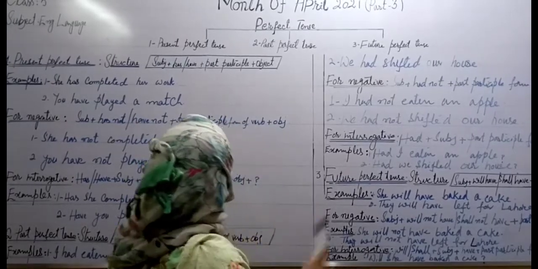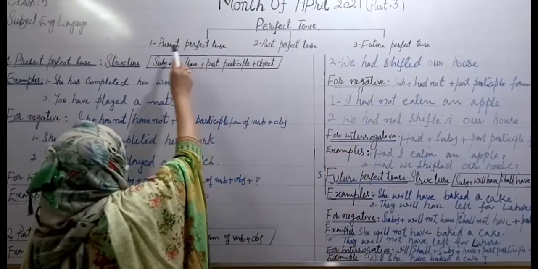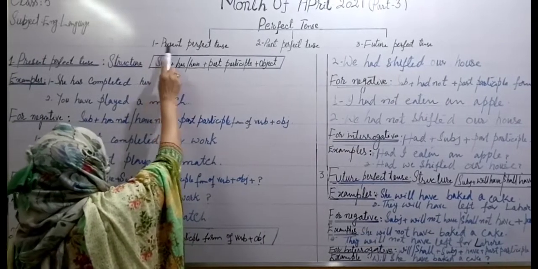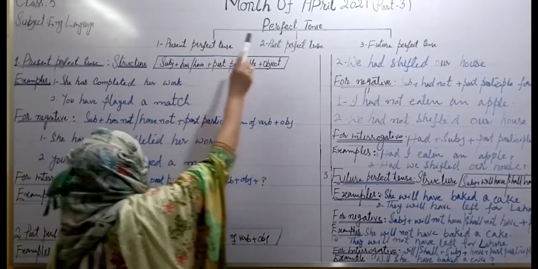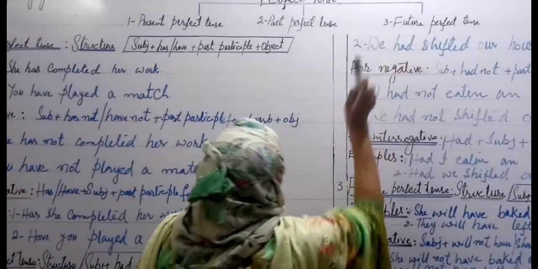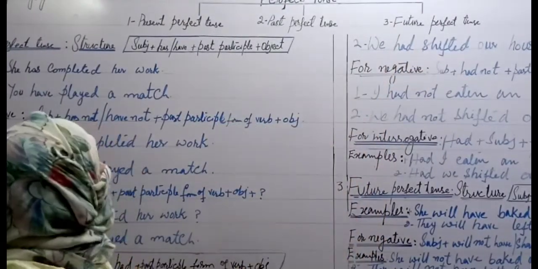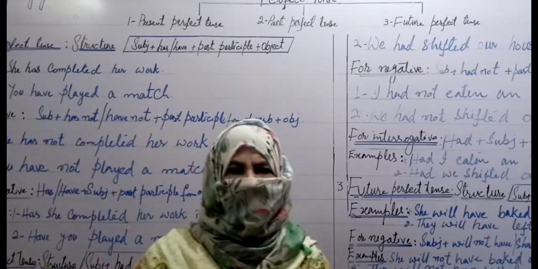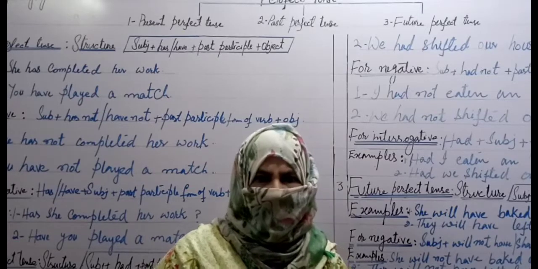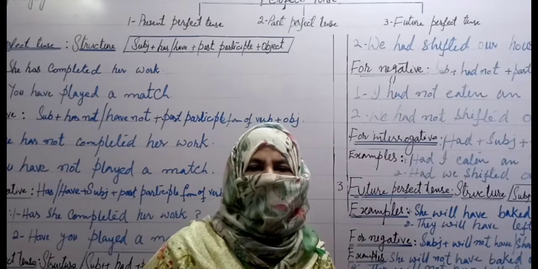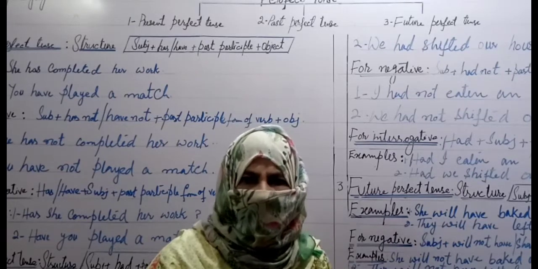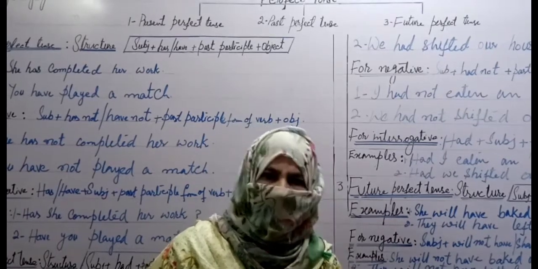And look at the board. There are three types of perfect tense. Number one, present perfect tense, past perfect tense, and future perfect tense. You can easily recognize this tense because of the auxiliary verb. In this tense, we use the auxiliary verb has, have, had, or will have.